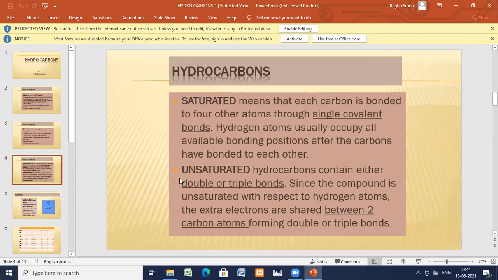Now coming to the unsaturation. Unsaturated hydrocarbons contain either a double bond or a triple bond. Since the compound is unsaturated with respect to hydrogen, if extra electrons are there, they are shared between the two carbon atoms to form a double bond. As I've told you, in double and triple bonds you always have the single bond as the sigma, and the double and triple bonds are the pi bonds.